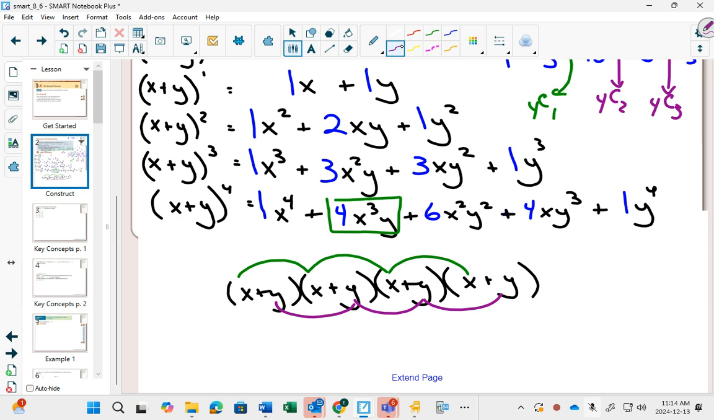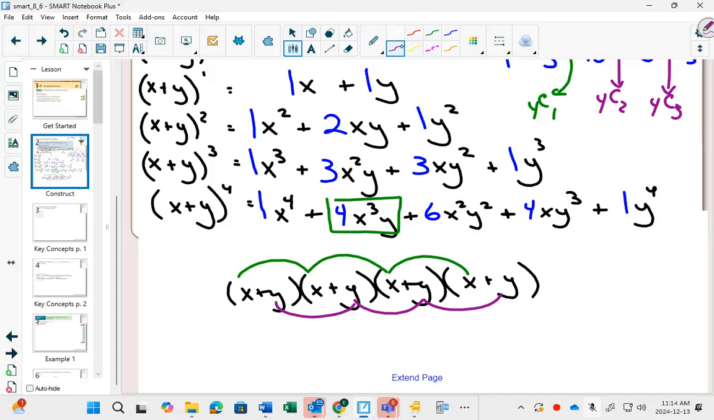Okay? But those aren't the only arrows that happen. Like, we usually just do the arrows for foiling, right? First, outside, inside, and last, and do those 4 arrows. But what happens when you're doing multiple multiplication?